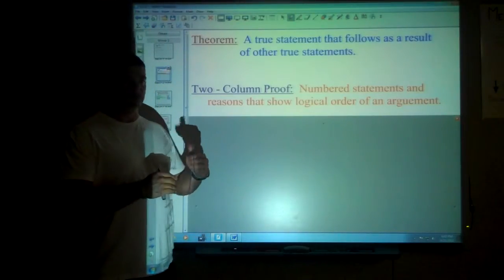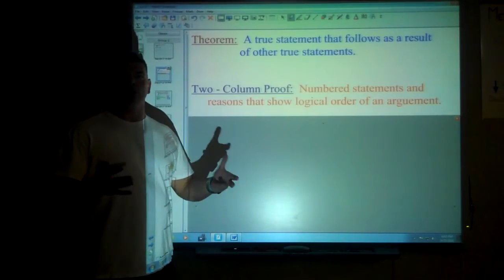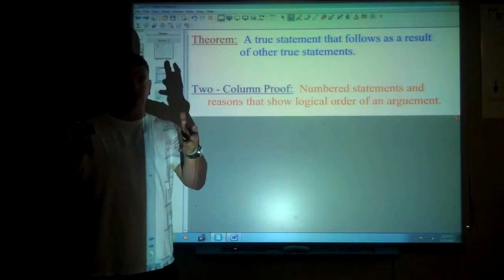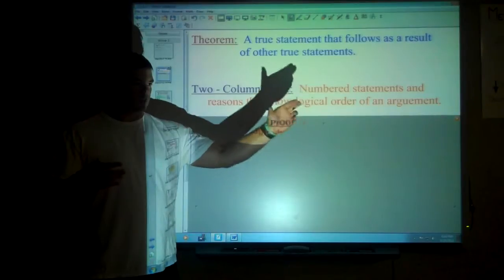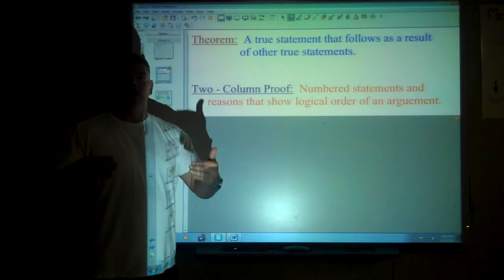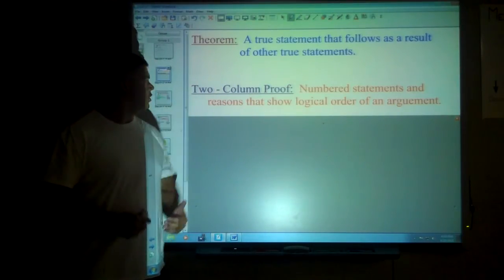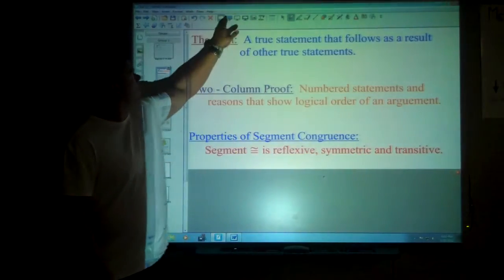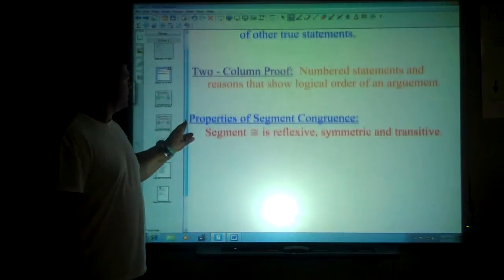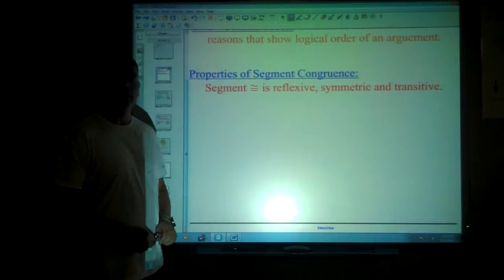So we would have, for example, one of the most popular is the beginning one with a given. We'd have something that was given to us, and the reason we've implemented that into our proof is it was a given information. From there, we take that information and we can continue to build off of it.